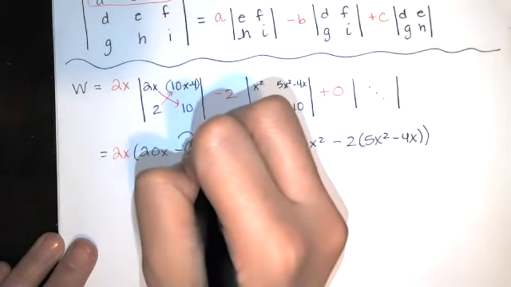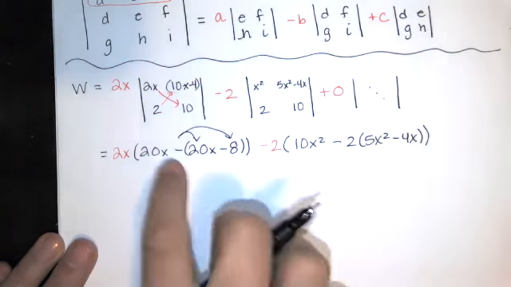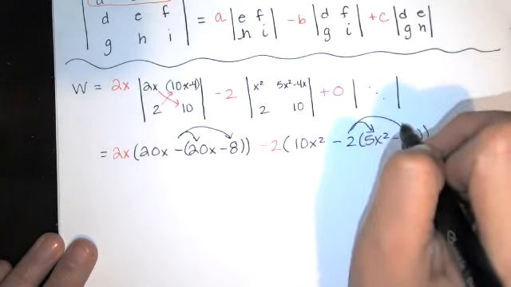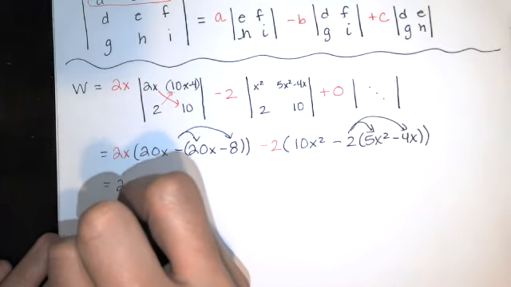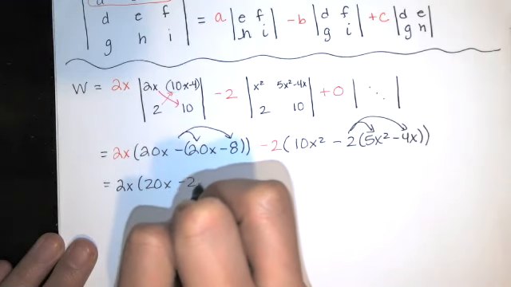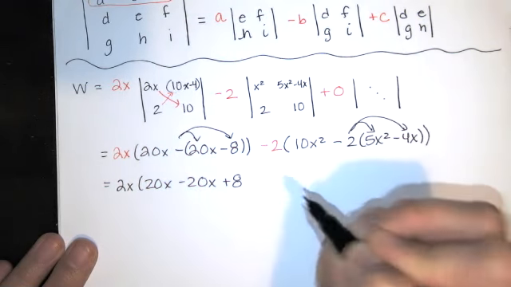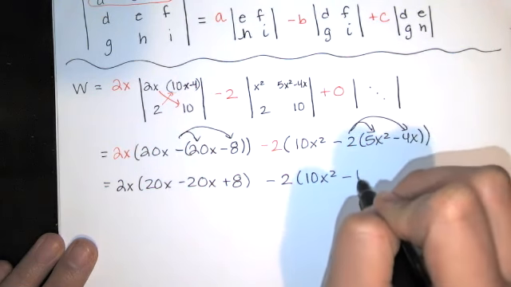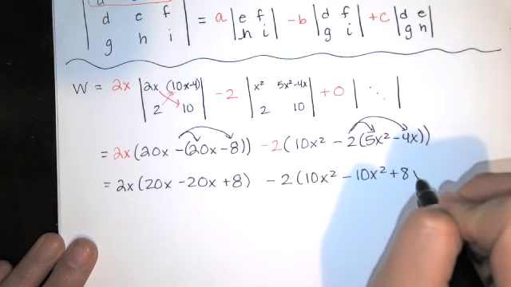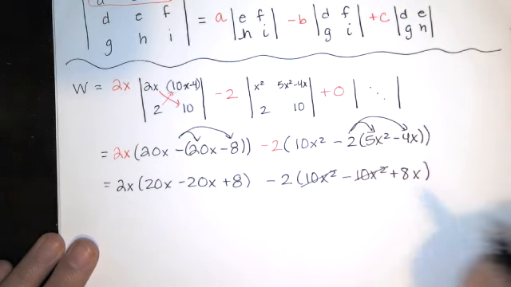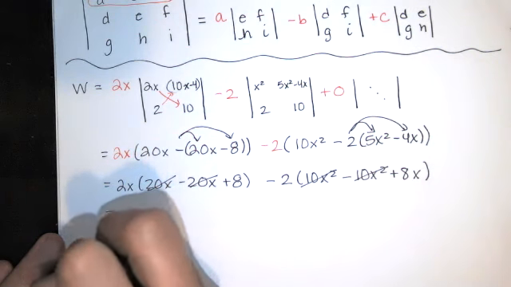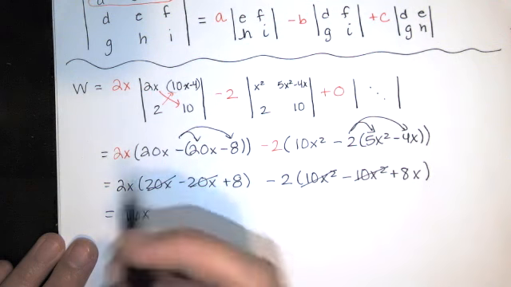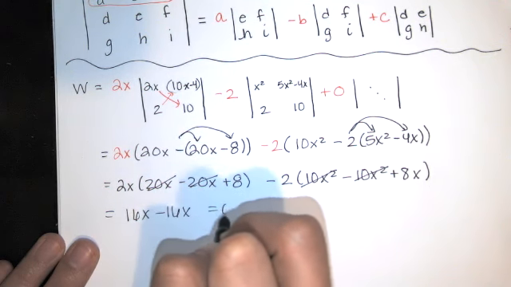Now let's simplify. Distribute that negative through the parentheses, and let's distribute that negative 2 through those parentheses. So you've got 2x times 20x minus 20x plus 8, minus 2 times 10x squared minus 10x squared plus 8x. Those reduce, and over here you end up with 16x. And over here you have minus 16x. And so we get 0.